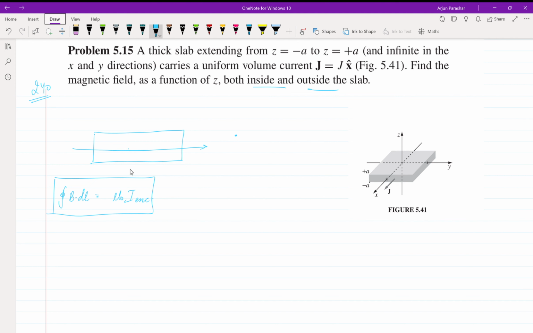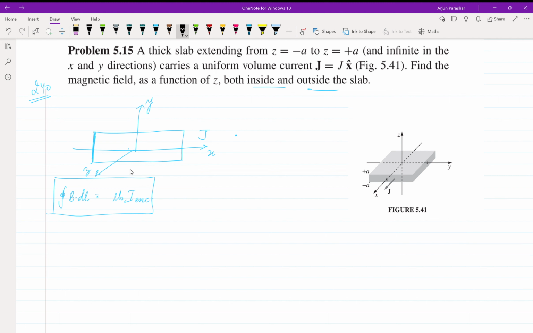So from the equation we can see that this is X, this is Y, this is Z. He's saying that we have current in the X direction, and Y and X are infinitely long, and Z has some dimensions. This is minus A, this is plus A. Oh, sorry. This is not minus A, this is not plus A. Let's make the figure again.